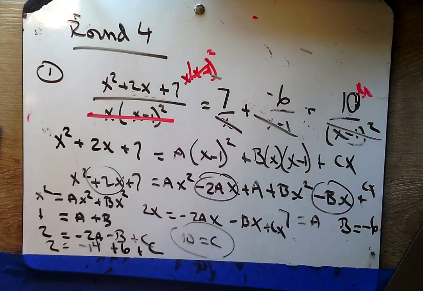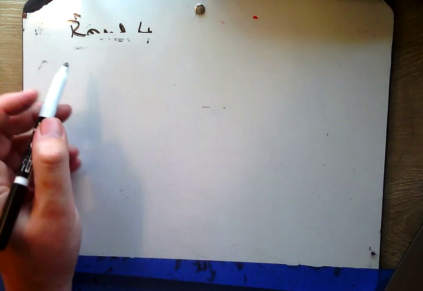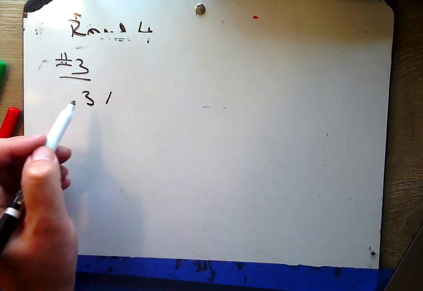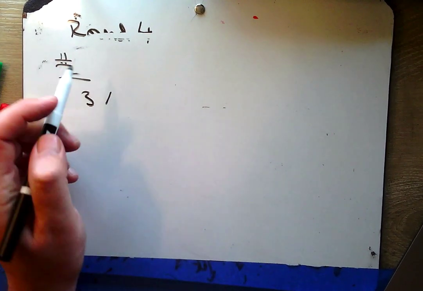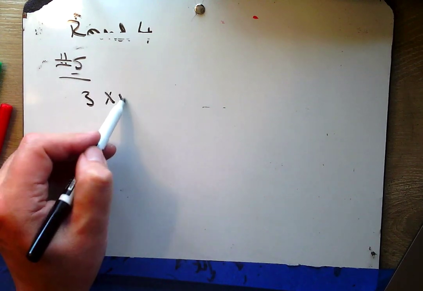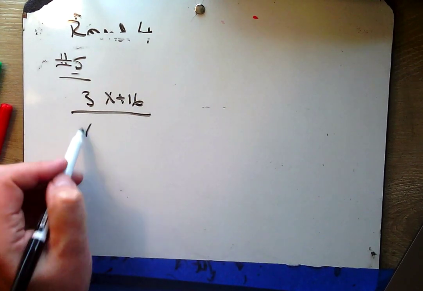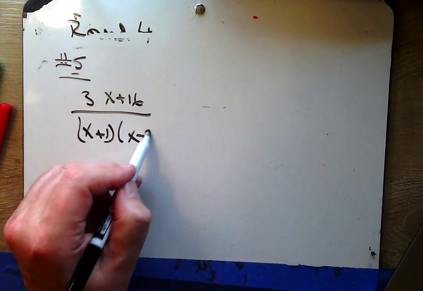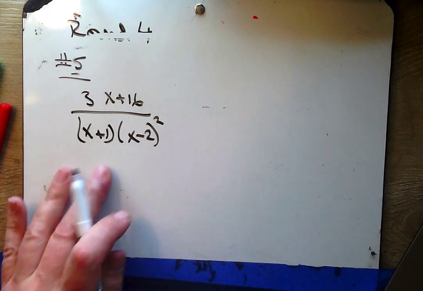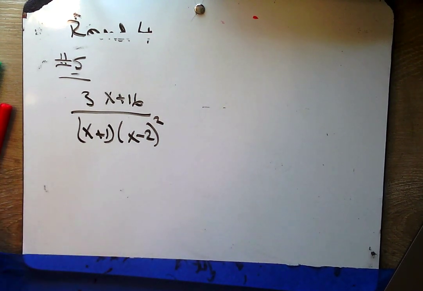Nice. Well, that was longer than some of the ones we've done, but it wasn't very hard. I just had to take my time with it. How about you do breakout room number 3 in round 4, which says 3. Did I say number 3? No, I'm not looking at number 3, I'm looking at number 5, which is 3x plus 16 on top, and x plus 1, x minus 2 squared on the bottom. So give that one a try. Remember, we're not graphing. We're doing partial fraction decomposition.